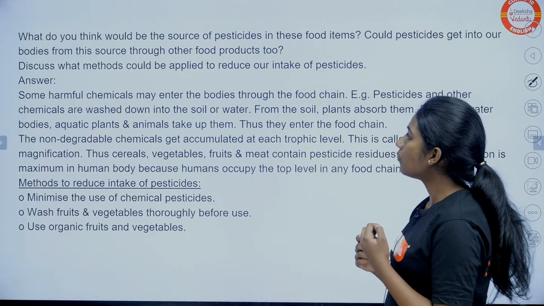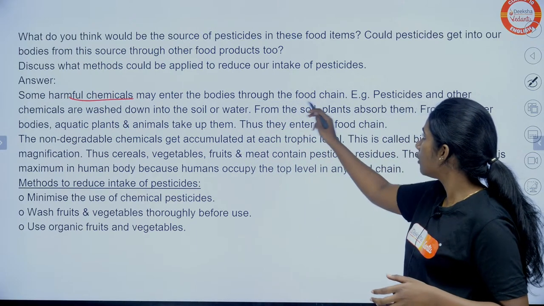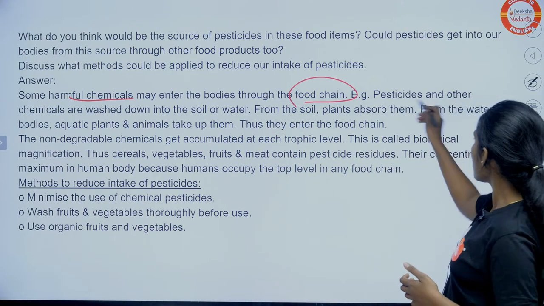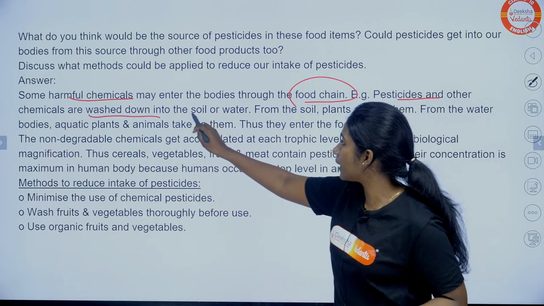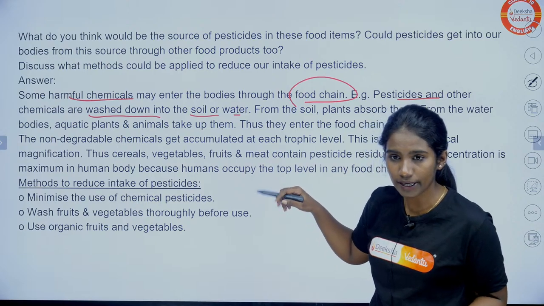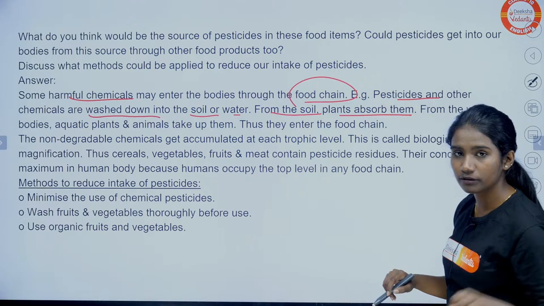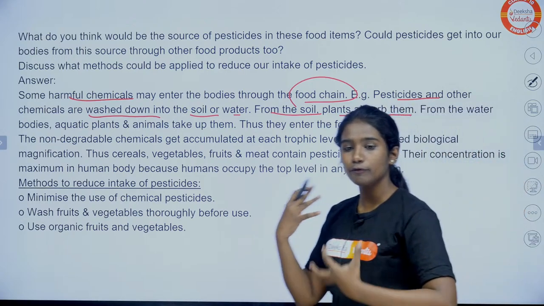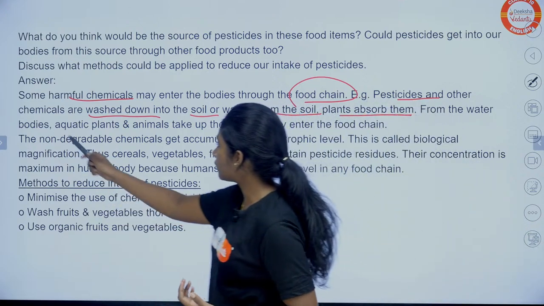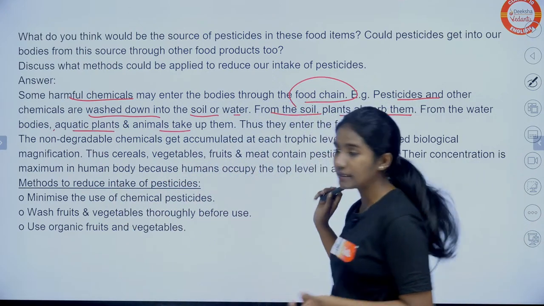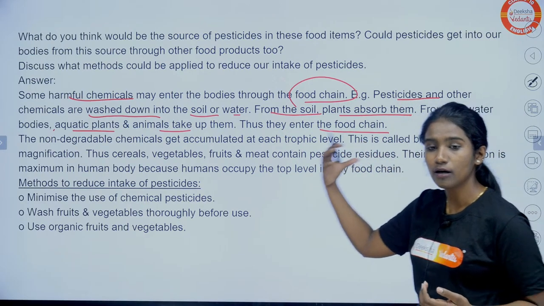So, now what happens is that some harmful chemicals may enter our body. How? Through the food chain. For example, pesticides and other chemicals, like I told you, are washed down into the soil or water. From the soil, the plant will also absorb them, so even the fruits and vegetables will have them, right. And from water bodies also, aquatic plants and animals take them up. And thus they enter the food chain. That's how they enter the food chain.